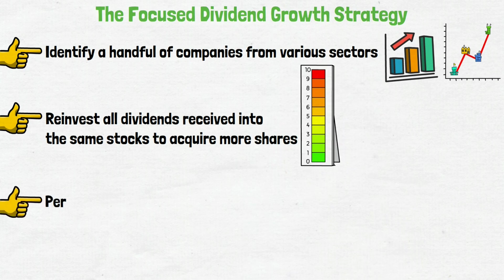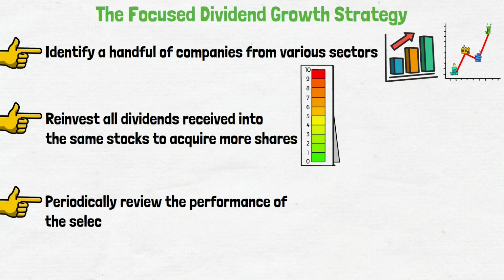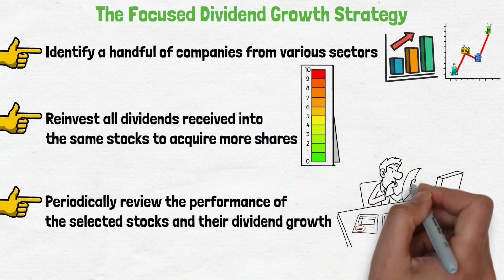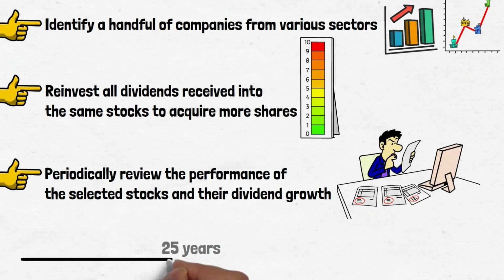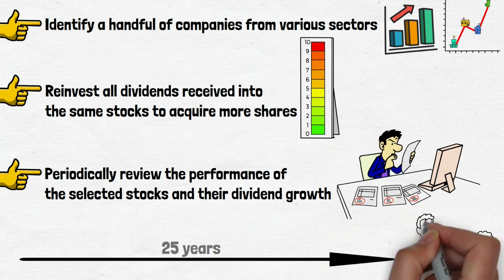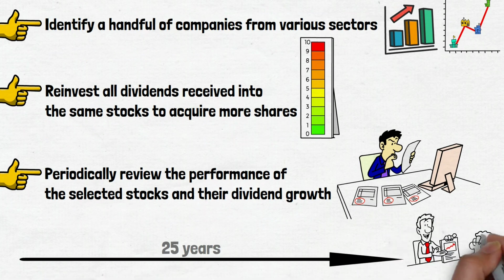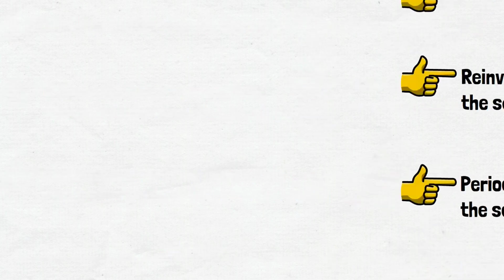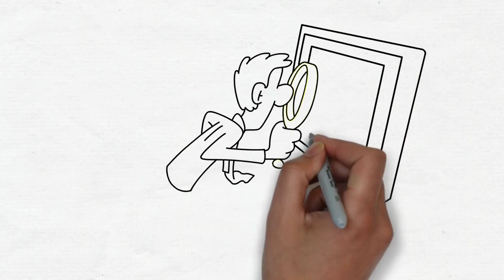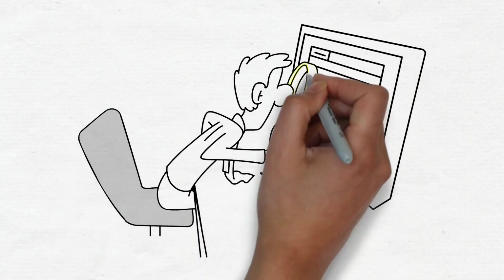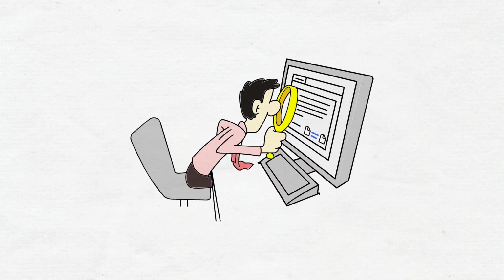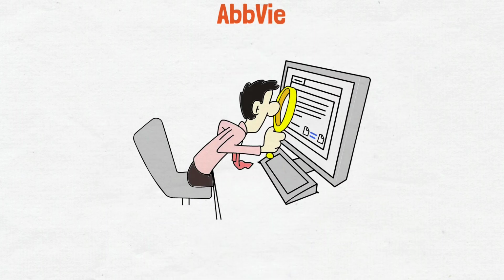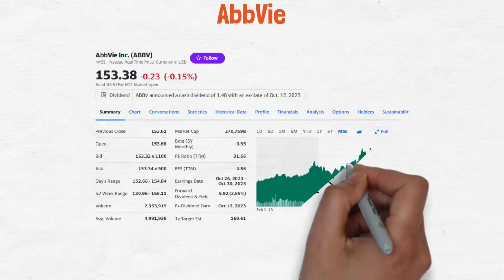You will need to periodically review the performance of the selected stocks and their dividend growth. Make adjustments if any company's financials or outlook deteriorate. Over 25 years, the compounding effect can lead to significant growth in both the value of your portfolio and the dividend income it generates. Embarking on the journey of the focused dividend growth strategy requires a keen eye for companies with a history of consistent dividend growth and financial stability. AbbVie has demonstrated a commitment to rewarding its shareholders through dividends.